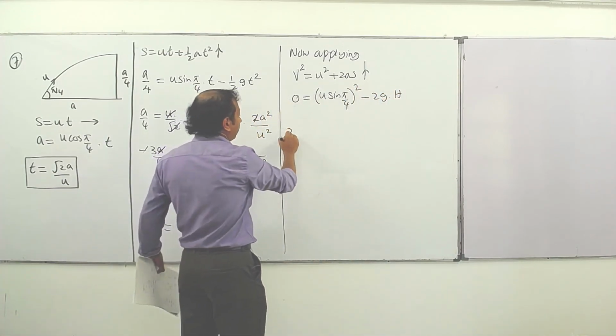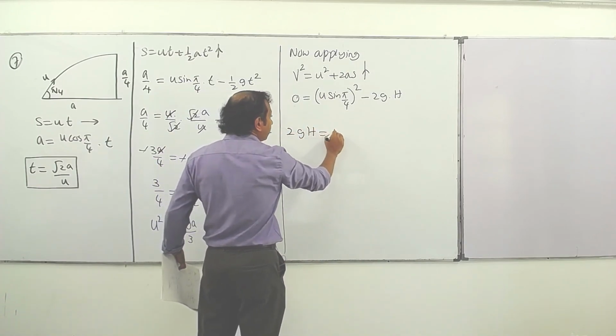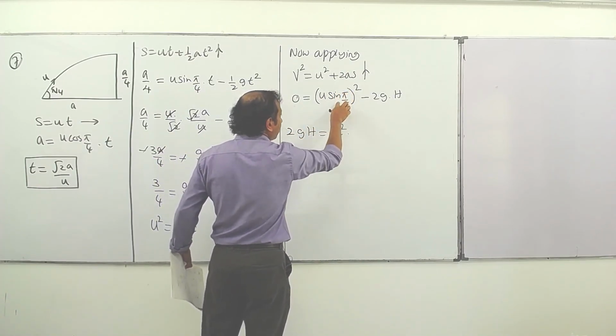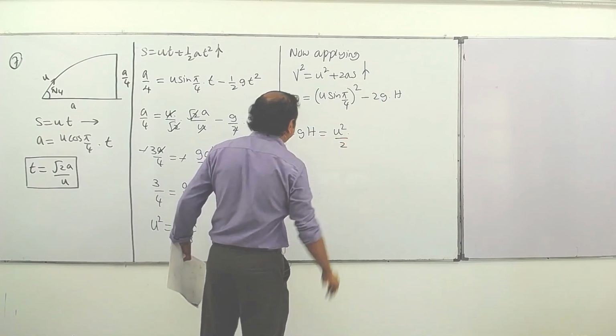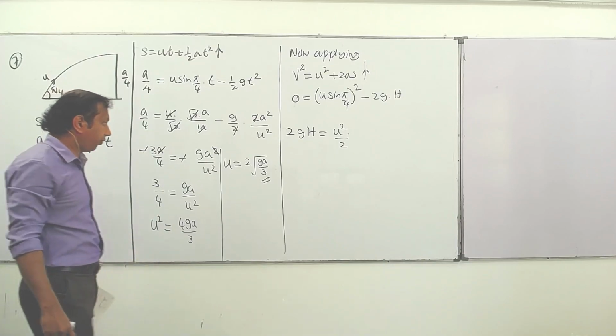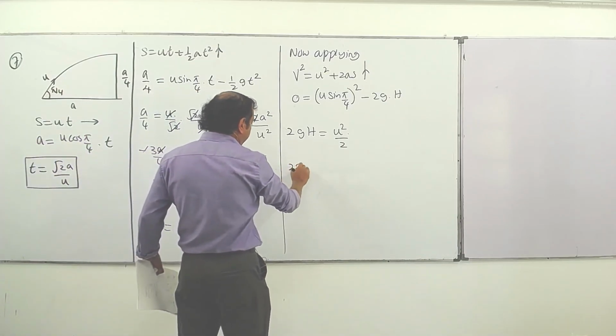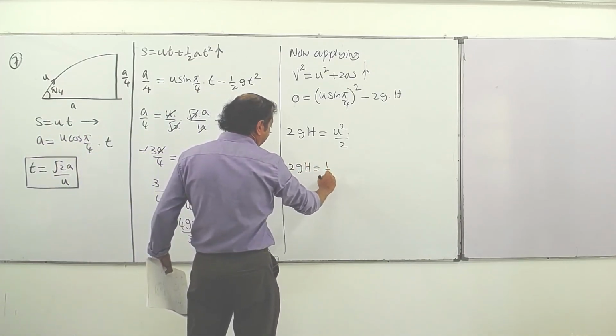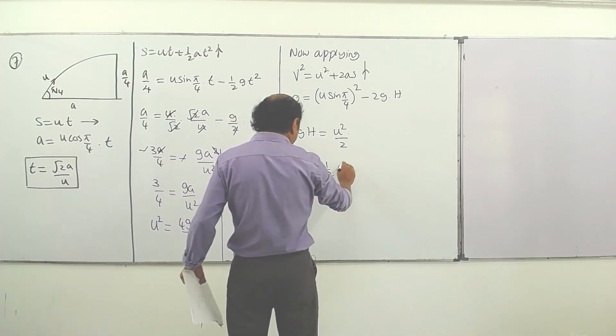Bring that to this side: 2gh equals u squared sine 45, which is 1 over root 2, and its perfect square is half. Substitute for u squared, 4ga by 3. So 2gh equals half u squared, which is 4ga by 3.